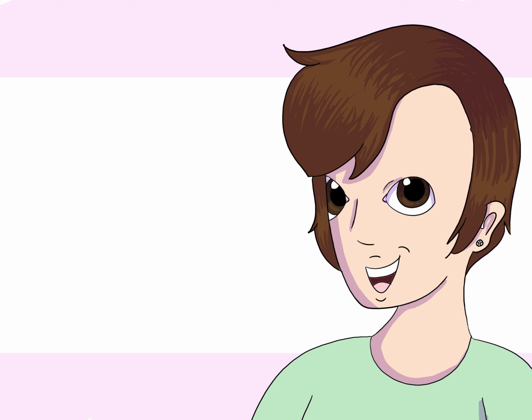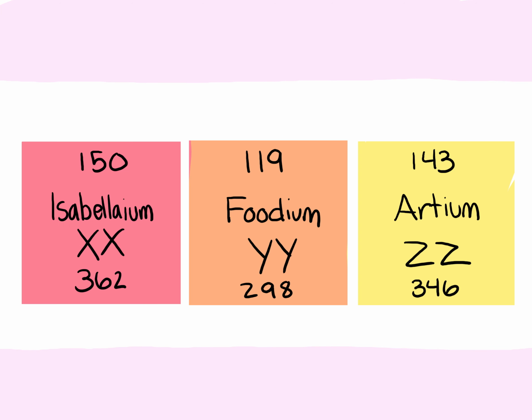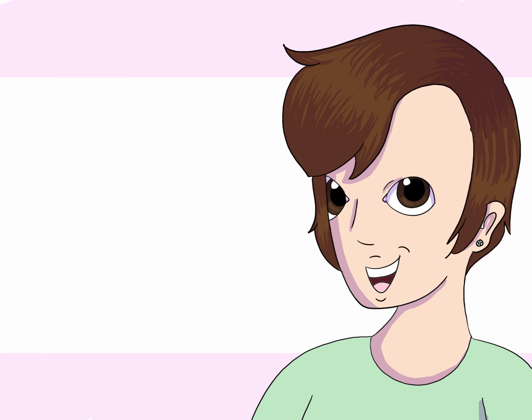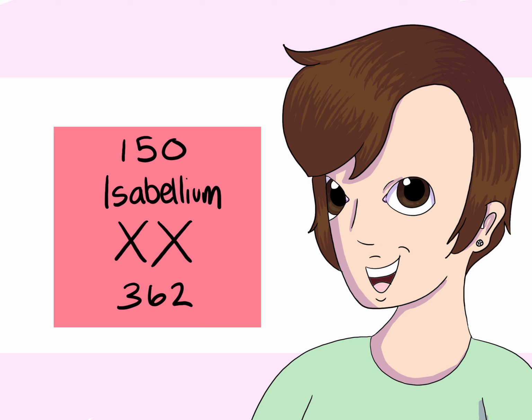I feel like you guys have learned a lot today. I think you're ready for a pop quiz. I'm going to introduce 3 newly discovered elements, and we are going to try and figure out if we can guess some characteristics of them. Alright, so the first element, let's call it isabellium, has an atomic number of 150 and an atomic mass of 362. Where do you think this element would be placed? That's correct, over by the inert gases.